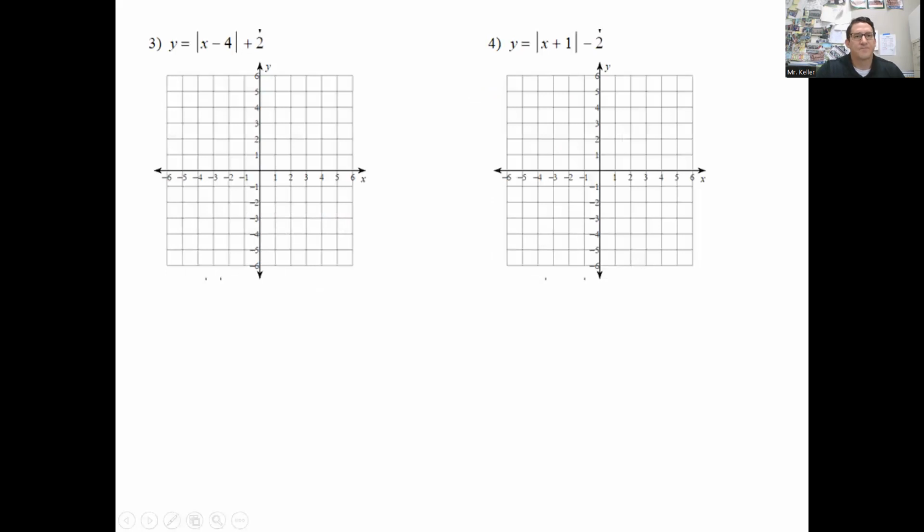Next one. So here we have 2. Actually, let me put in my parent function, sketch that V in real quick. Those points. It's nice that this one's easy to put in quickly.